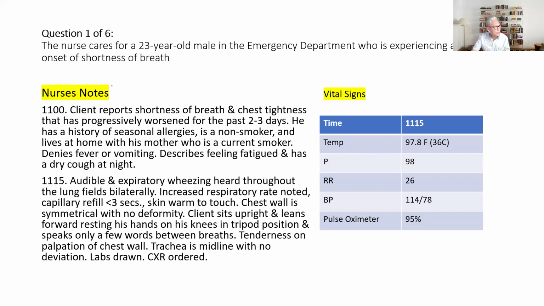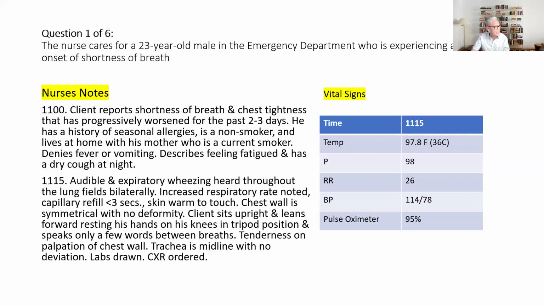So the situation is the nurse cares for a 23-year-old male in the ER experiencing acute onset shortness of breath. The client reports shortness of breath and chest tightness that has progressively worsened for the past 2 to 3 days. He has a history of seasonal allergies, is a non-smoker, and lives at home with his mother, who is a current smoker. Denies fever or vomiting, describes feeling fatigue, and has a dry cough.